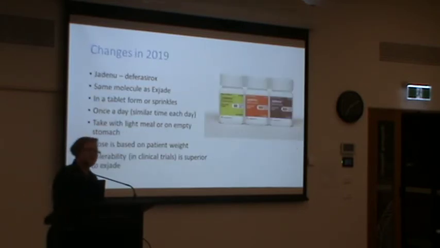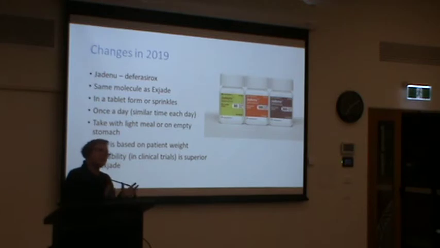So Jadanu's come in. So Jadanu is desferriox. So it's basically XJ. It's the same drug as XJ. So exactly the same molecule, but it's actually a tablet. It comes in tablets or sprinkles. So the sprinkles are designed for the younger people in the thalassemia sickle cell population. So you can sprinkle them on.